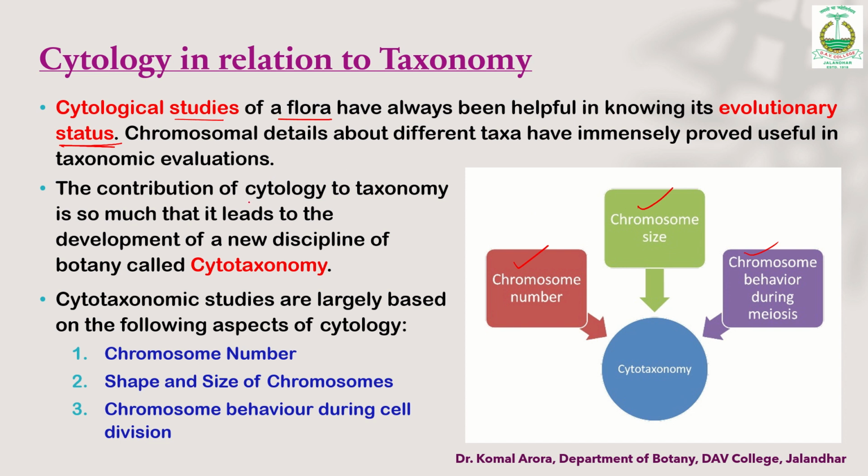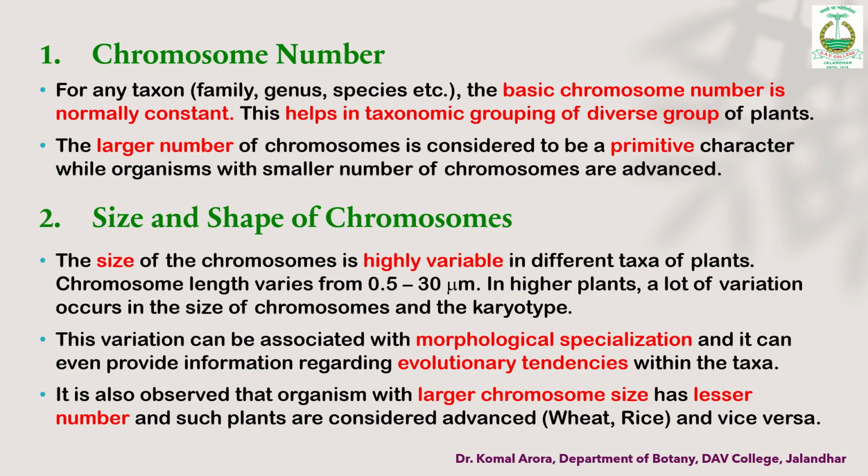So because of such an immense contribution of cytology to taxonomy, a new discipline has developed which is called cytotaxonomy. So these are once again the three parameters on which cytotaxonomy is based. Now first is chromosome number. You all know these are the different levels of the taxonomic hierarchy. Any particular level is called a taxon. That may be a family, order, genus, class, species, etc. So for any taxon, the basic chromosome number is normally constant. So that helps in taxonomic grouping of diverse groups of plants.